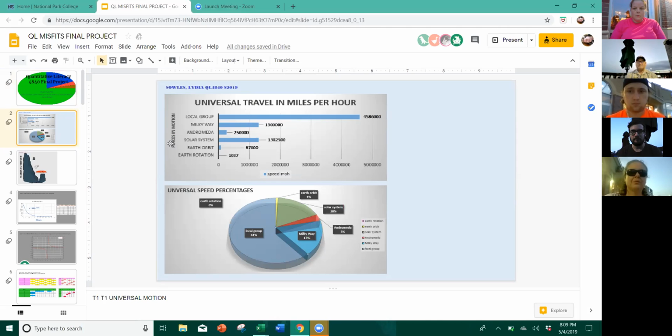As we look at the speed that we are all moving, even if we're sitting completely still, it is very interesting if you look at the percentages that Earth's orbit is only 1%, and that the actual speed is the local group of galaxies that we're in, and it is over 4 million miles an hour.